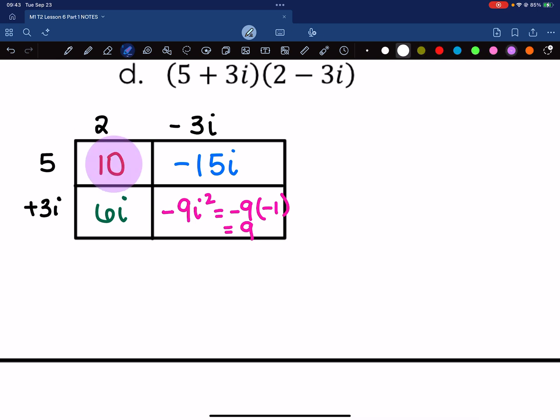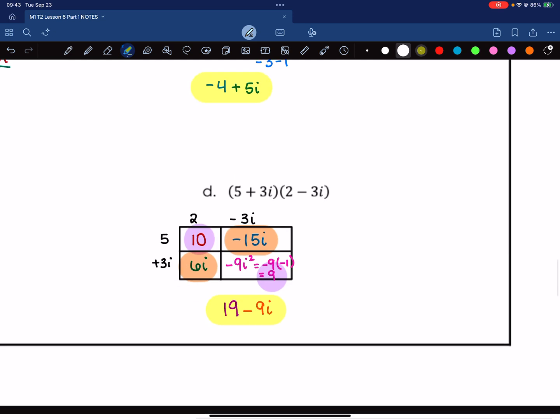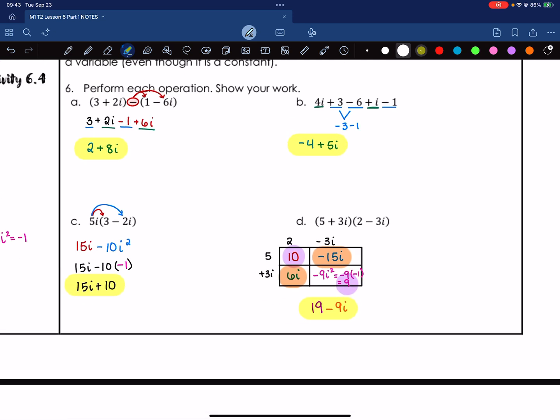Once you're here, you combine your like terms. So my like terms are 10 and 9. That gives me a 19. And then my second set of like terms are negative 15i and positive 6i, and that gives me a minus 9i. Okay, and that's how you combine the like terms there. So in the second part of this video, I will show you how to use a handheld calculator to get these same answers.